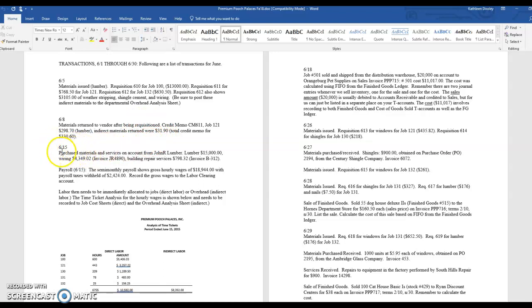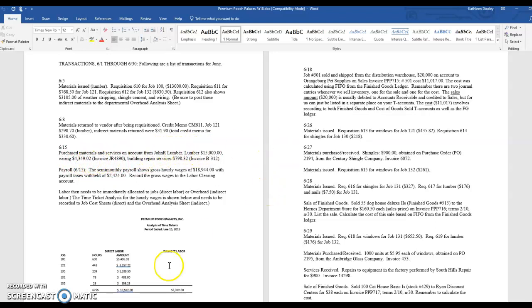On June the 15th, we purchased materials on account from John R. Lumber. We got lumber of $15,000, wiring of $4,349.02. There's the invoice JR 4890. We also got building repair services of $798.32, and that was invoice B312. That would have come from a different company. So let's do this lumber. We purchased lumber of $15,000, and wiring of $4,349.02 from John R. Lumber.